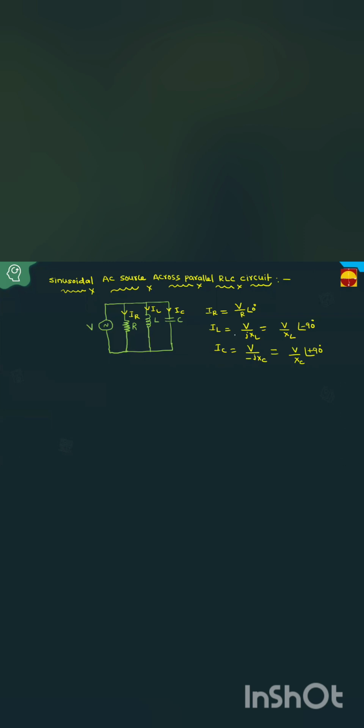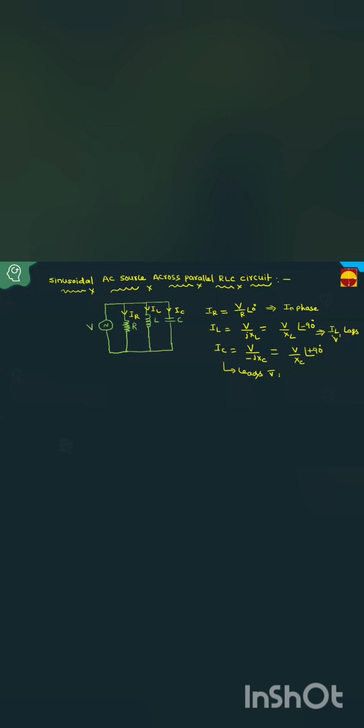IR is in phase with the voltage vector. What about this one, friends? At an angle of minus 90 degrees, IL lags V. IC is equal to V by XC at an angle of plus 90 degrees, so IC leads V. That is, IL lags V, but IC leads V. Now you have to draw the phasor diagrams in two cases: IL greater than IC, and IC greater than IL.